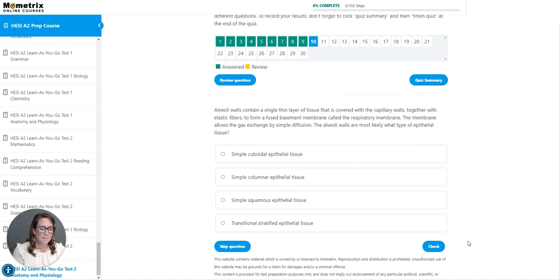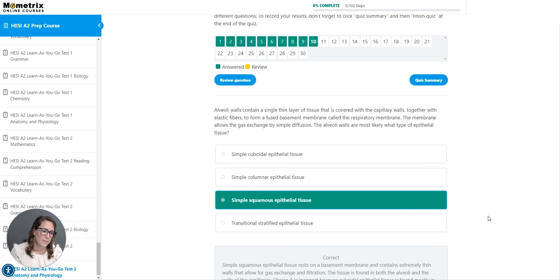Question number 10. Alveoli walls contain a single thin layer of tissue that is covered with the capillary walls, together with elastic fibers to form a fused basement membrane called the respiratory membrane. The membrane allows gas exchange by simple diffusion. The alveoli walls are most likely what type of epithelial tissue? And our answer here is going to be simple squamous epithelial tissue.